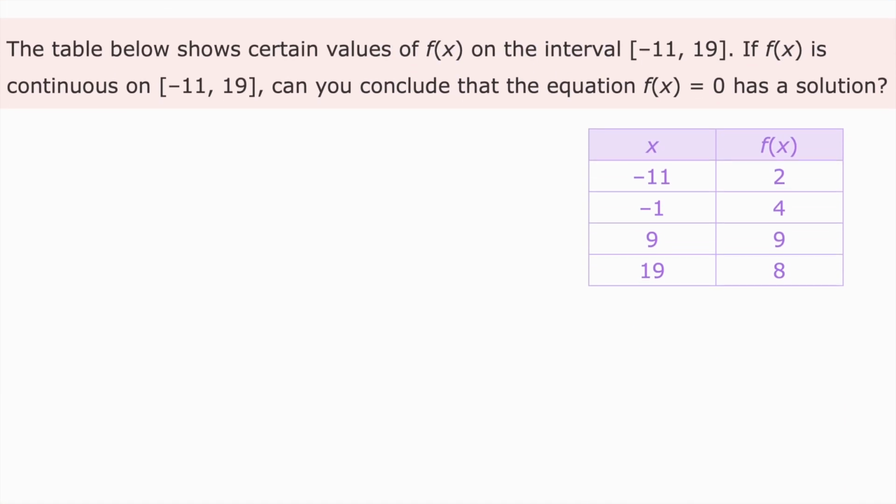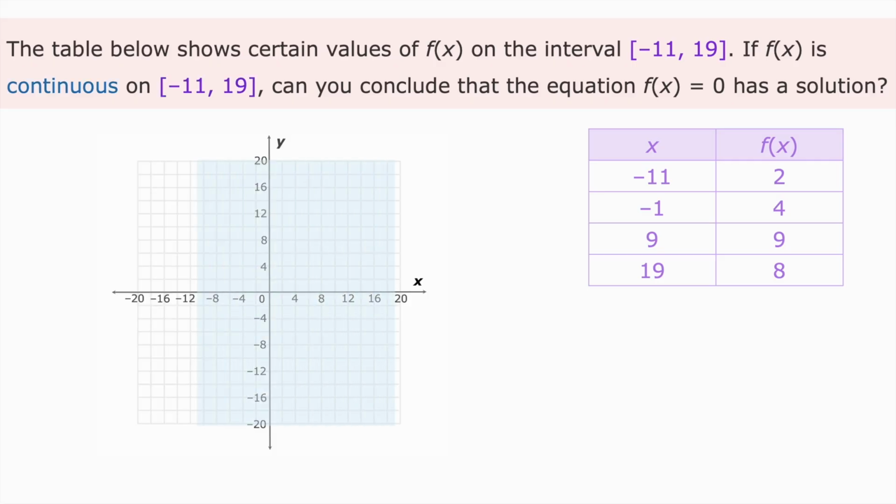Here's our next example. The table shows certain values of f of x on the interval from negative 11 to 19, and we are given that f of x is continuous on this interval. Let's determine if f of x equals 0 has a solution. Let's look at a graph of these points to help us visualize the problem. I notice that all of these points are above the x-axis. In the table, all of the y values are positive.